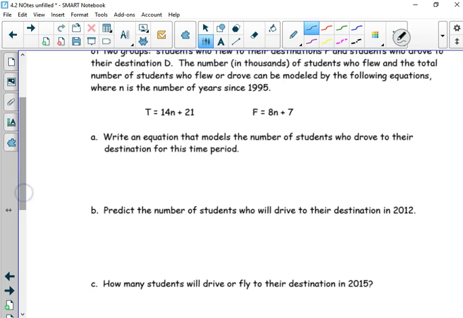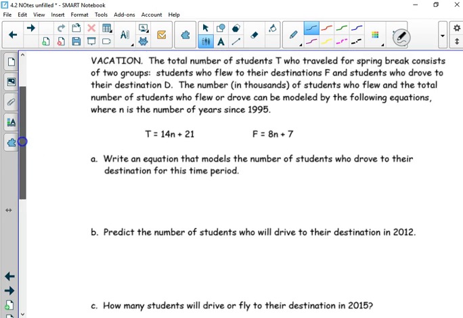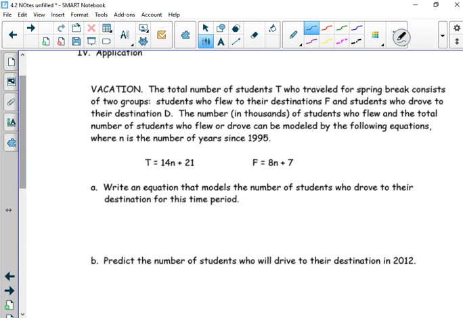So, it says write an equation that models the number of students who drove to the destination for this time period. Okay? So, you're going to take T is the total. Okay? This is the number. So, this is the total. This is people who flew. In other words, the people who drove is the total minus those who flew. So, total minus flew.